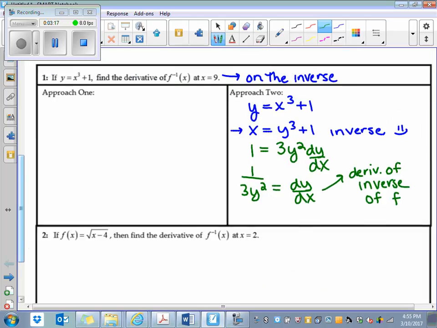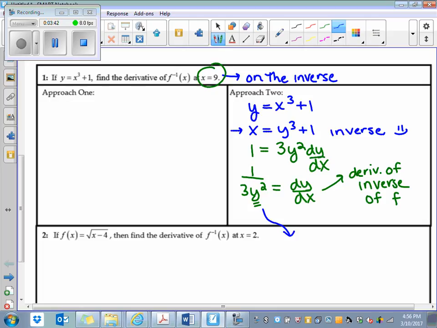Now, notice it is in terms of y. And this was x. So, how do you get the y that goes with the x? You plug in the x, and that gives you a y. Where do you plug in that x? In the inverse.